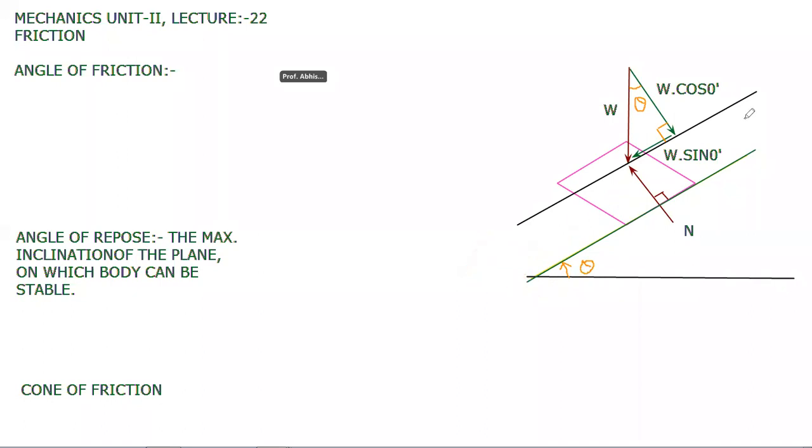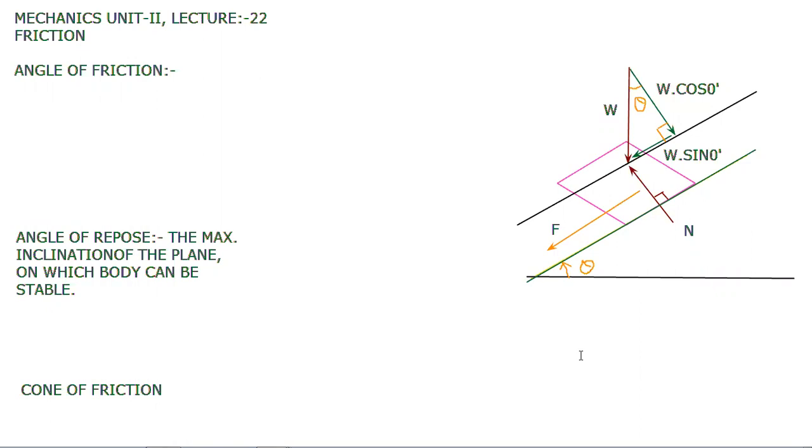The body will not move in the upward direction. The body will slide down, so the friction will be in the opposite direction, that is, in the upward direction. Remember this: your body is going down, friction will act up, meaning friction is opposite to the motion. So you have to show the frictional force in this direction, as a capital F, the force of friction.